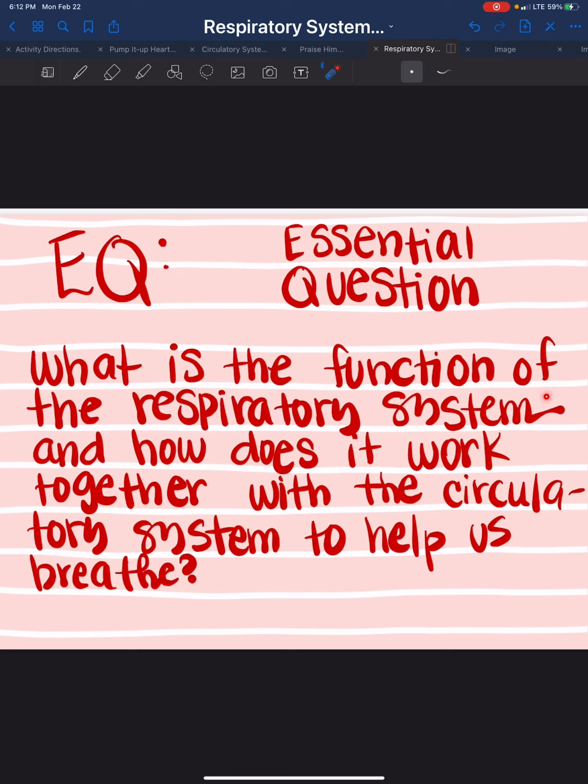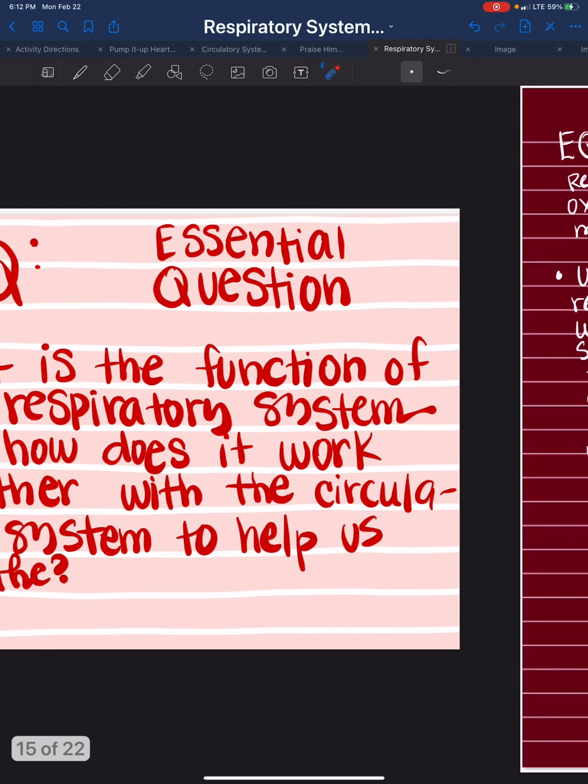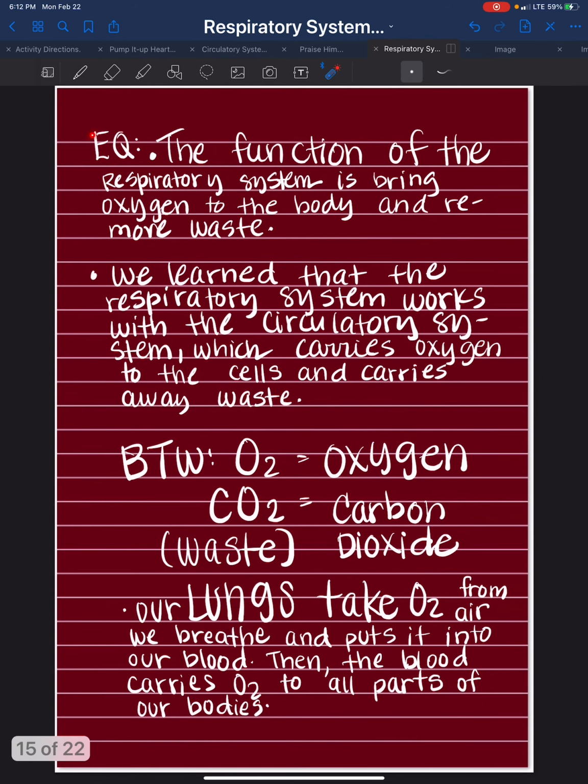What is the function of the respiratory system and how does it work together with the circulatory system to help us breathe? Your answer. The function of the respiratory system is to bring the oxygen to the body and to remove waste. We learned that the respiratory system works with the circulatory system, which carries oxygen to the cells and carries away waste. By the way, O2 equals oxygen and CO2 equals carbon dioxide. The carbon dioxide is the waste.